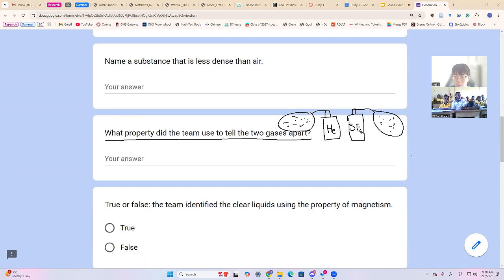So, do you know what test they did? What property they used to distinguish between these gases? Does anyone want to try this question?